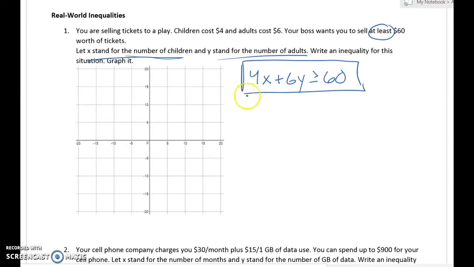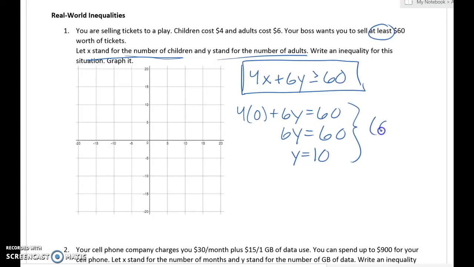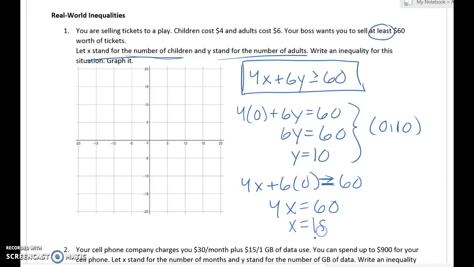As far as graphing, let's go with X and Y intercepts. Again, if you wanted to solve for Y, you could, but in this situation, I would choose the intercepts. So if we do 4 times 0 plus 6y equals 60, we end up with 6y equals 60, or y equals 10. So then we have our y-intercept of 0, 10. If we plug in 0 for our y, we have 4x plus 6 times 0 equals 60, because we're just plugging in for now. So 4x equals 60, x equals 15, x-intercept of 15, 0.